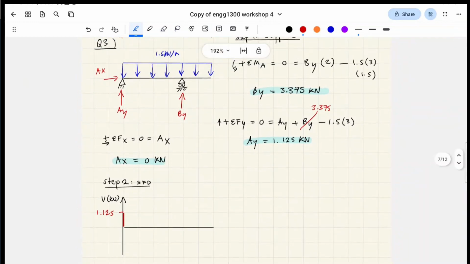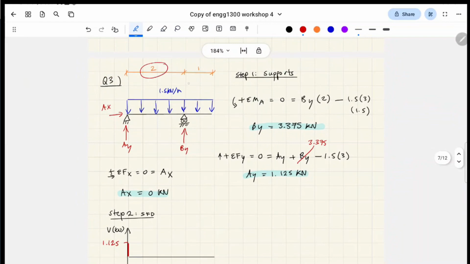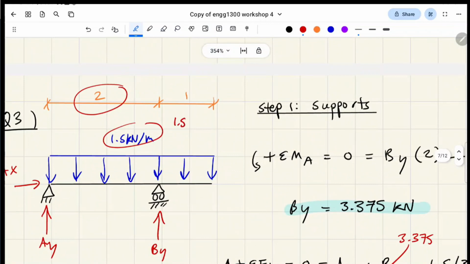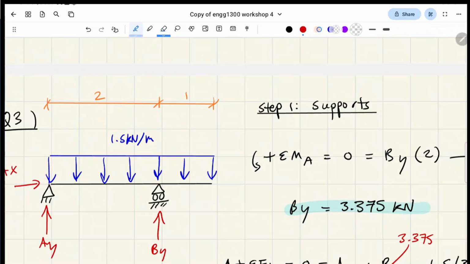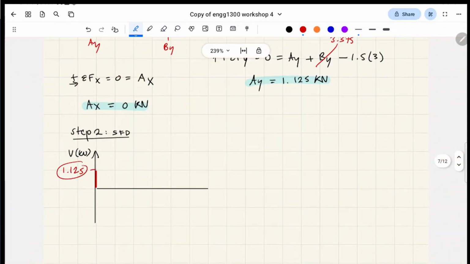Basically you go like this in your head: 1.5 times 2, because it's 2 meters before anything happens. So basically, this number minus 3. That's what you do in your calculator. So that's negative 1.75.